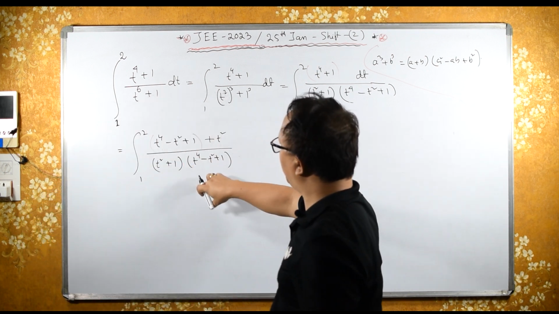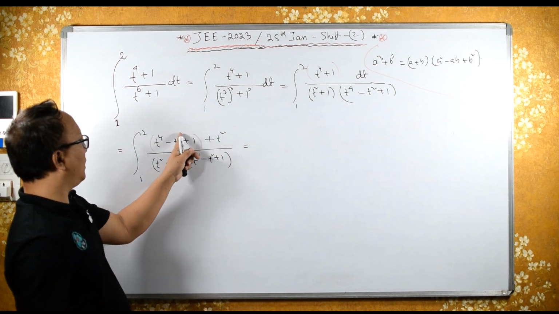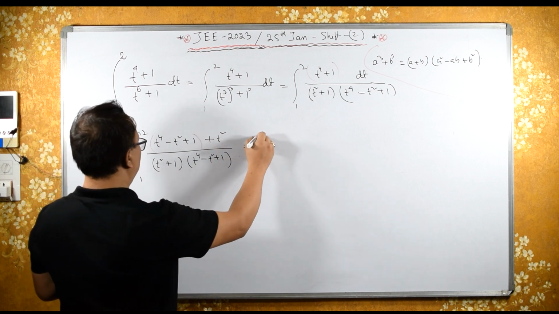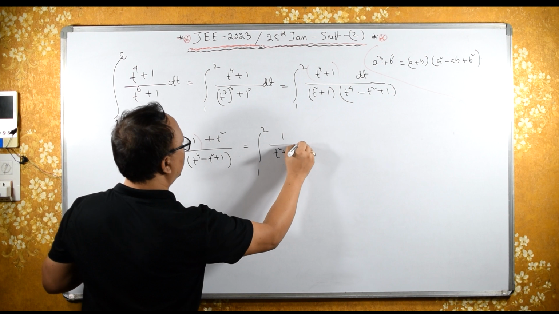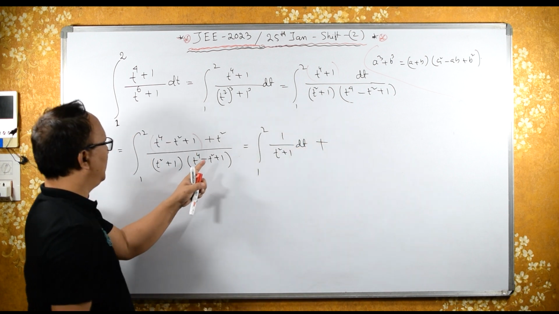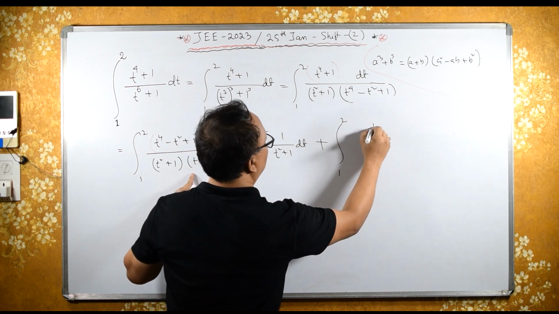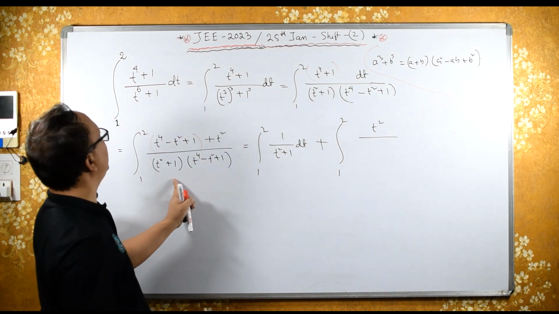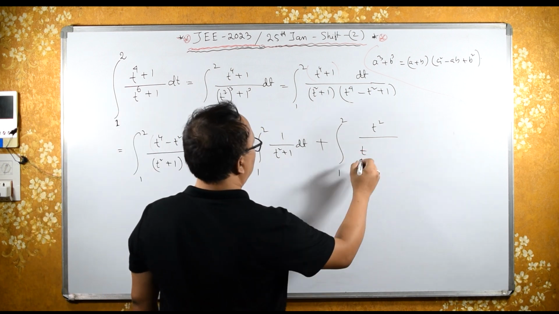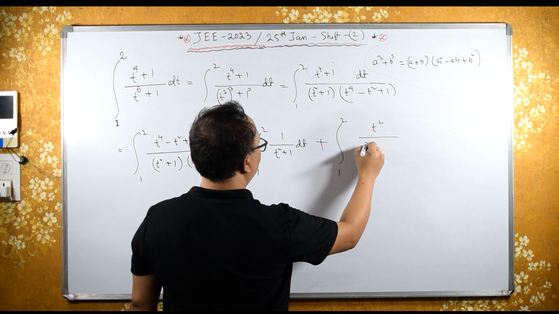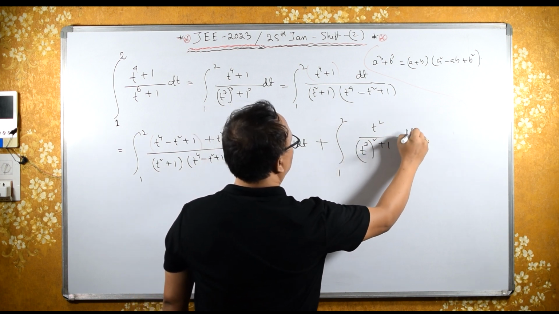Now what I can do is split this upon this and this upon this. This is the same as integral 1 to 2 of 1 upon t square plus 1 dt, plus integral 1 to 2 of t square upon the whole of this, which is the same as this. So I will write t^6 as t cube the whole square plus 1 dt.